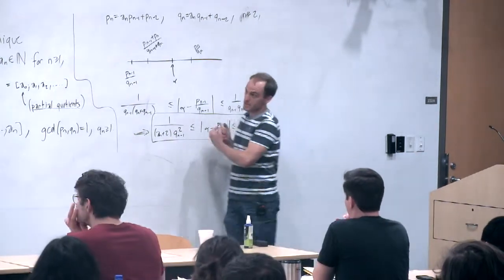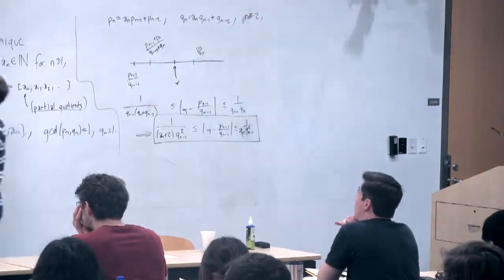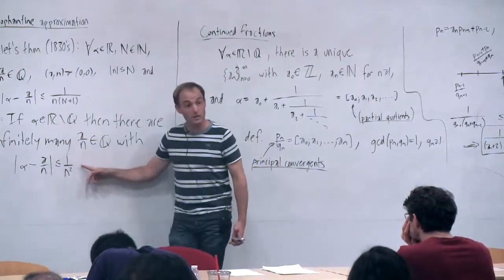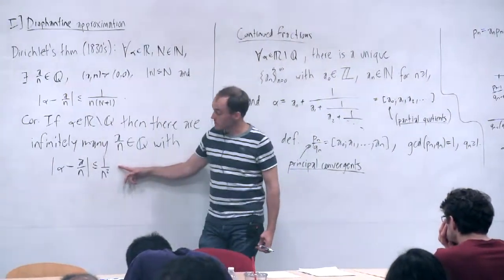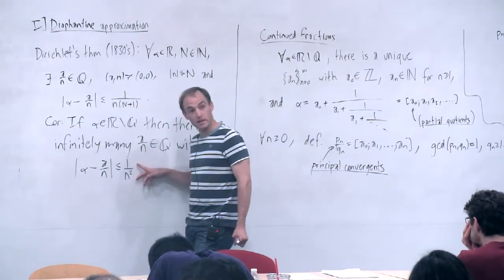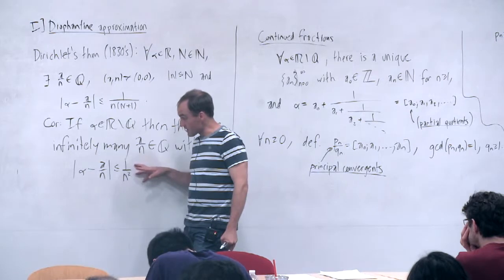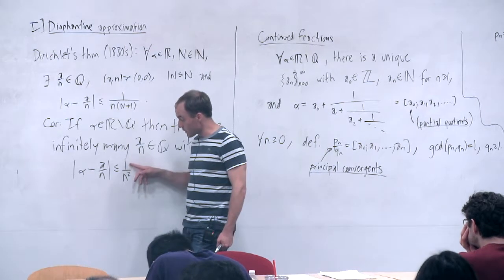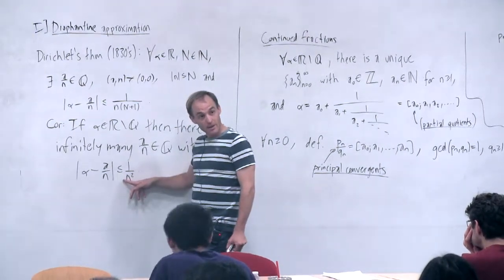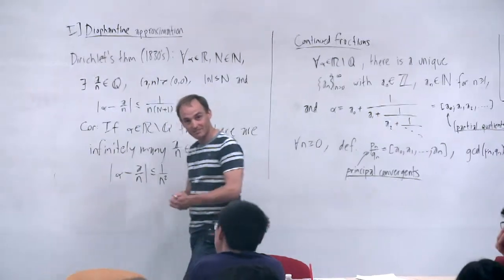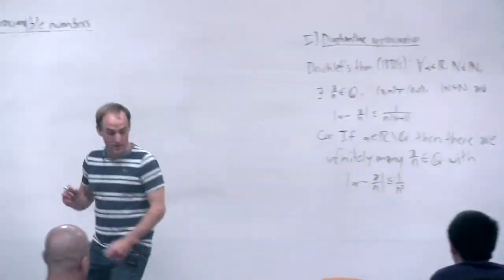So Dirichlet's theorem tells me that I can always find a rational number a over n with distance from alpha to a over n bounded above by 1 over n squared. But it could actually be the case that I get a much better inequality than this. In fact, if alpha is irrational, you can put a 1 over square root of 5 n squared on the right-hand side here, and the statement is still true. Okay? But you can't do any better than that.